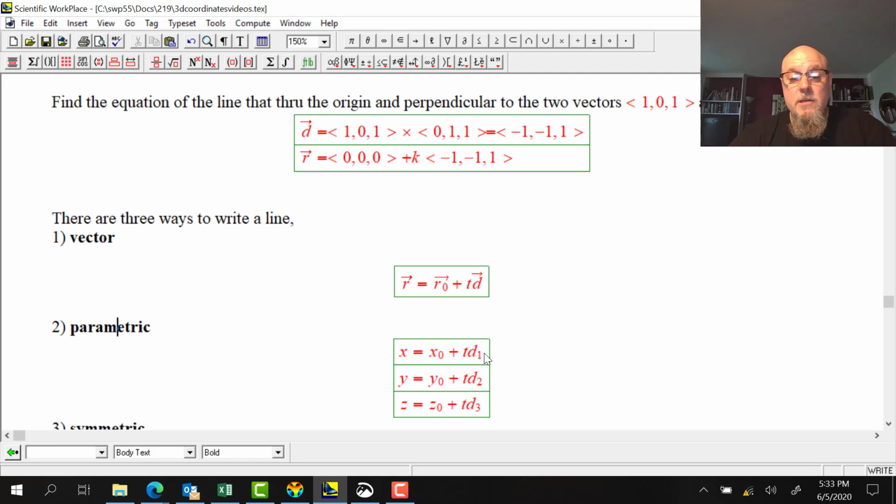It's the same information. Here I read off a point on the line, r naught. Here I read off the same point on the line, x naught, y naught, z naught. I can see the direction vector is the d here. Here the direction vector is just written as d1, d2, d3 in components.